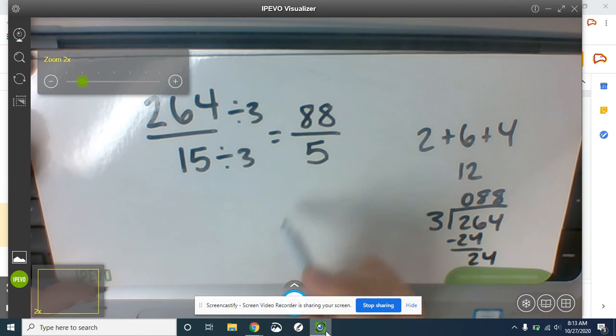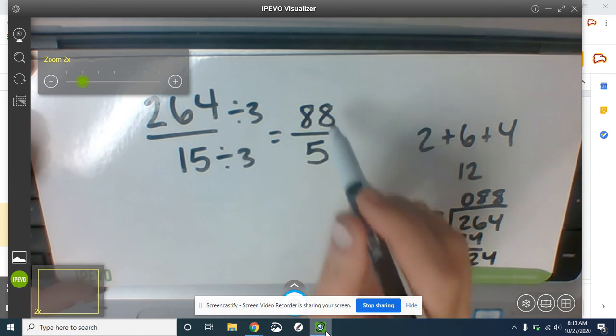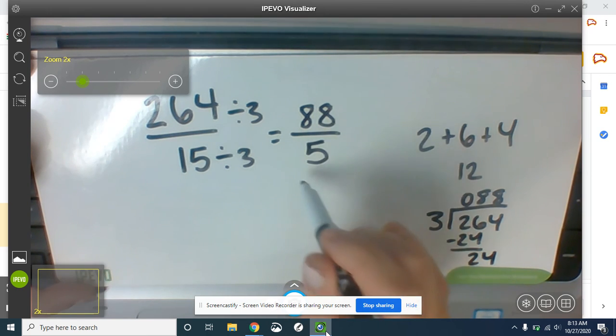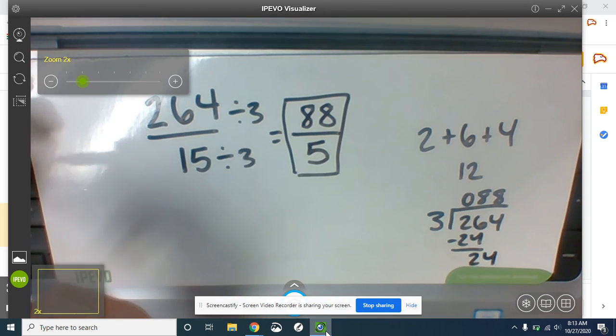5 is a prime number, meaning that it's only divisible by 1 and itself. And 88 is not divisible by 5. So this is our final answer.